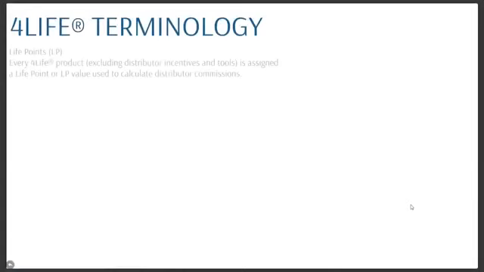All right, some additional terminology. Probably first and foremost and the most important one is Life Point, or LP. Every For Life product, excluding distributor incentives and tools, is assigned a Life Point or LP value, and we use that to calculate distributor commissions. Because For Life is an international company, we have offices in 24 different countries and do business in 70 more countries. It's important for us to have something that we can use as a universal currency to calculate your commissions. So you'll see LP used a lot throughout this training.